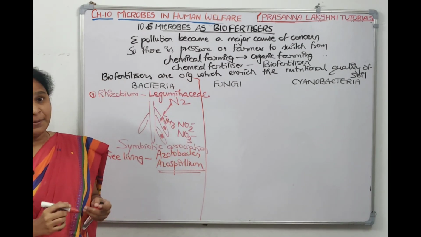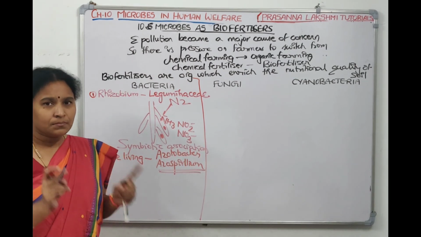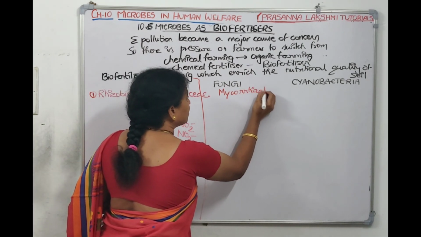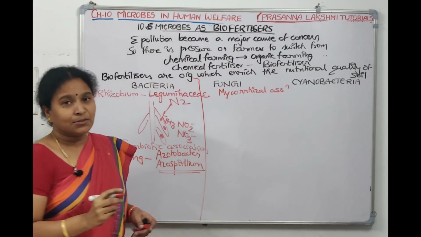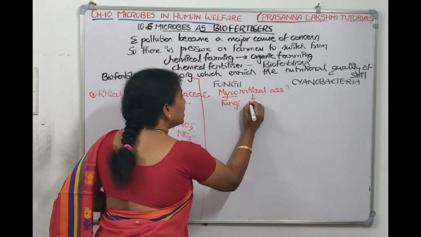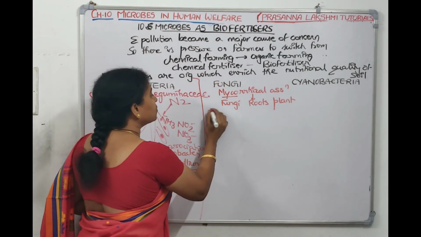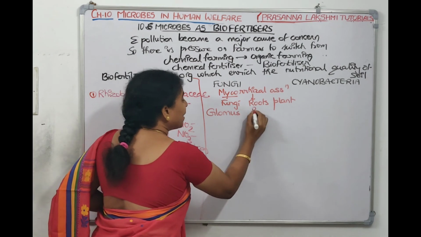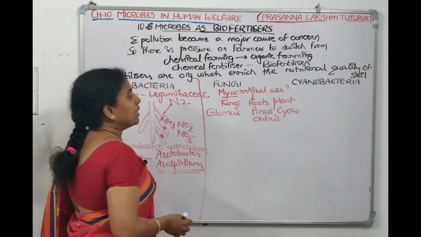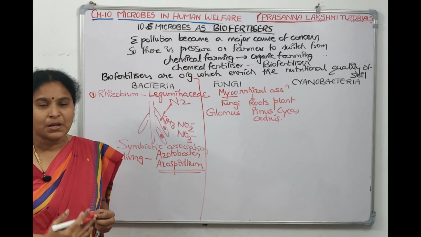Now let us talk about fungi. We know fungi also make associations with the roots. Those associations are called Mycorrhizal Associations. What are Mycorrhizal Associations? Myco means fungi, rhiza means the roots of the plant. Now which fungi will make mycorrhizal associations? Glomus. Which plants? Pinus, Cycas, Cedrus, all these plants. Glomus will make mycorrhizal associations, symbiotic associations, with the roots of the higher plant.